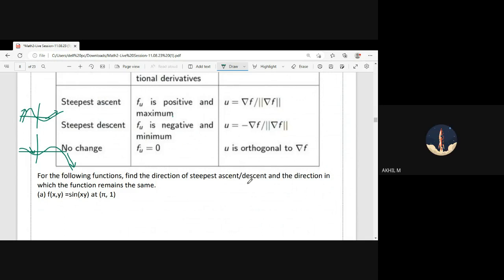Sorry to interrupt, ma'am. Just a doubt here. In the case of no change, if I compare it with the example Sir used, the hill, it's the plateau on top of the hill, right? Yes. So what would be the unit vector in that direction? It's 90 degrees, so it must be in the y direction, right? See, it is orthogonal to the gradient function. You are not considering the original function itself, you are considering the gradient function. Please keep that in mind. Got it. Thank you.